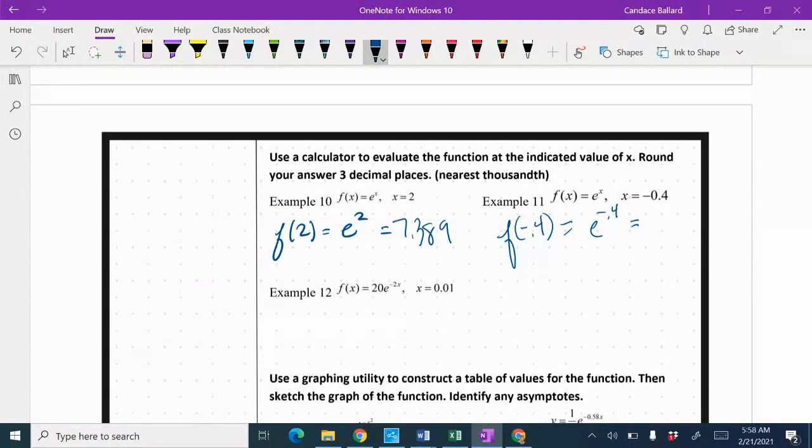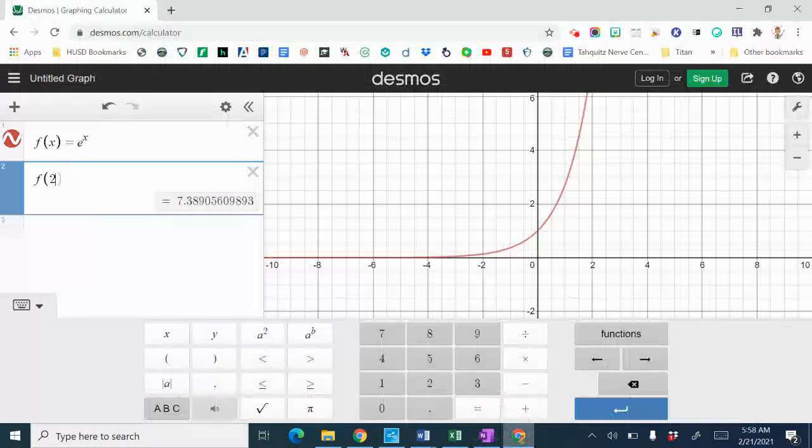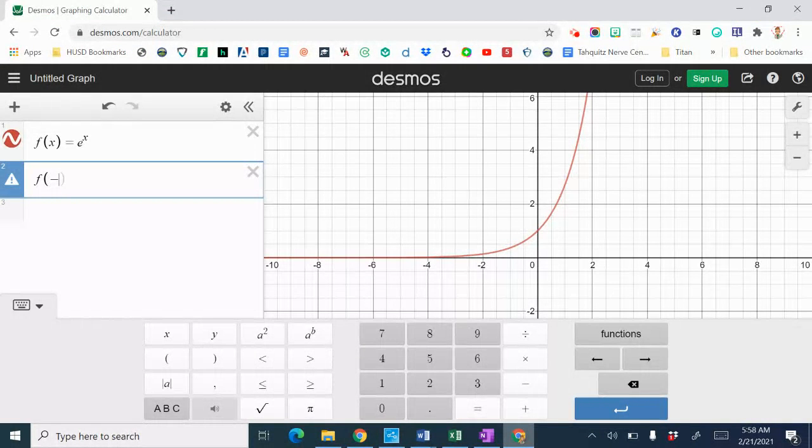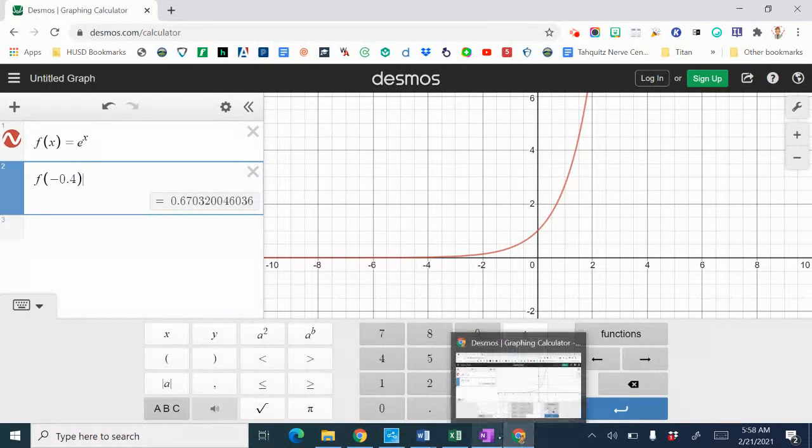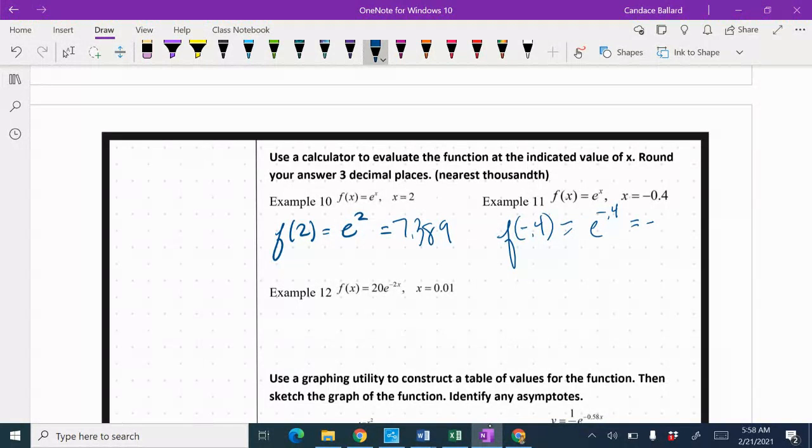Now we're going to plug in f of negative 0.4, which would be e to the negative 0.4, which, hey, what do you know, we already have that in our calculator. So instead of saying f of 2, I could just erase and say negative 0.4, and I get 0.670, because the 3 wouldn't round. So 0.670.